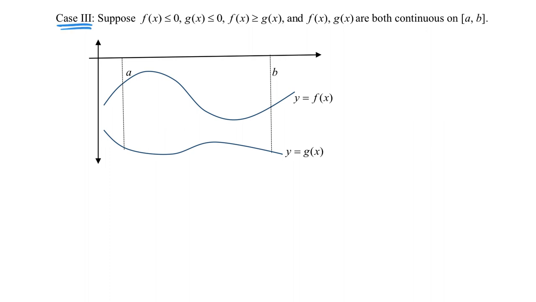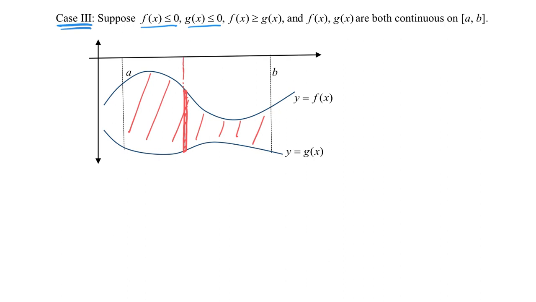Case 3, we've got f of x and g of x, and they are both negative. So here's the x-axis. F of x is a negative function. G of x is a negative function on this interval from a to b. Once again, we want to find the area between these curves and also between a and b. So once again, we come up with our little sample rectangle. Just going to draw a little rectangle in here.